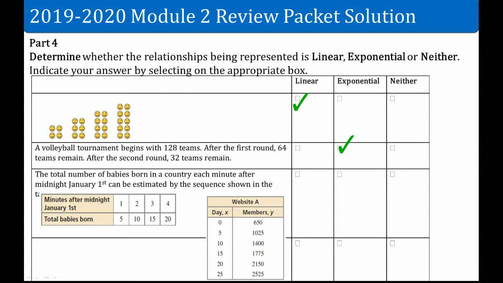The total number of babies born in each country each minute after midnight can be estimated by this sequence. It seems like it's increasing by 5 total babies for every single minute that passes, so that is also going to be linear. The next one, the website days and the number of members on that website. It looks like the website is growing at 325 each time. So that's also linear. Notice every single linear has a constant rate of change, or constant slope, or constant common difference, whichever one makes sense to you.